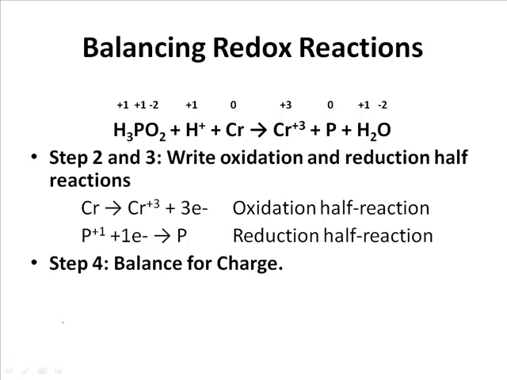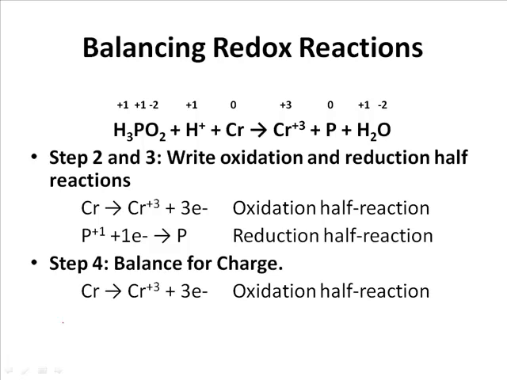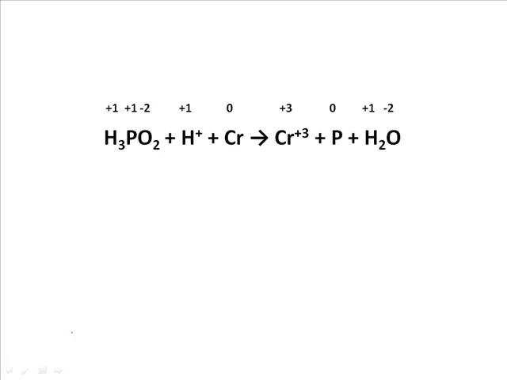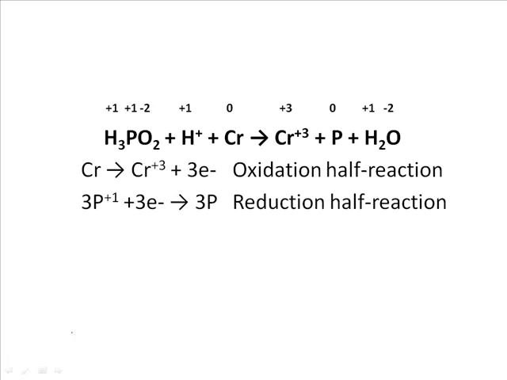Step 4 is to balance for charge. So, in other words, I need equal numbers of electrons being transferred. So I have 3 in the oxidation half reaction, but I only have 1 in the reduction half reaction. So I'm going to take the coefficient 3 and apply it to that entire equation so that I end up with 3 electrons in the reduction half reaction. So here it is, simplified.